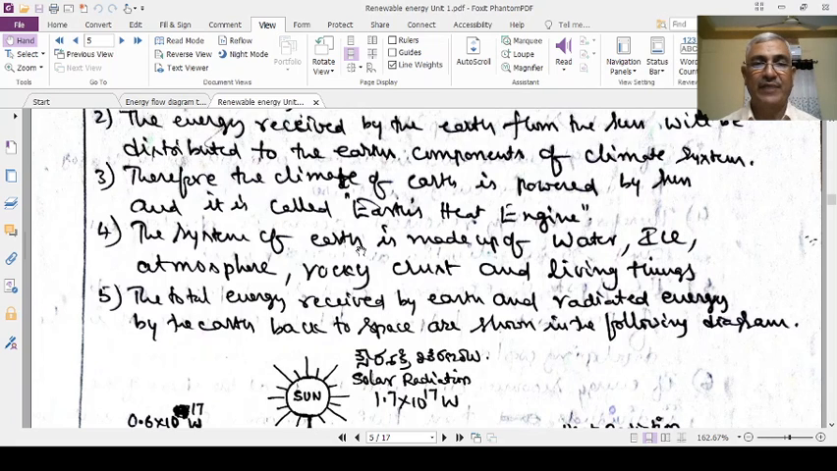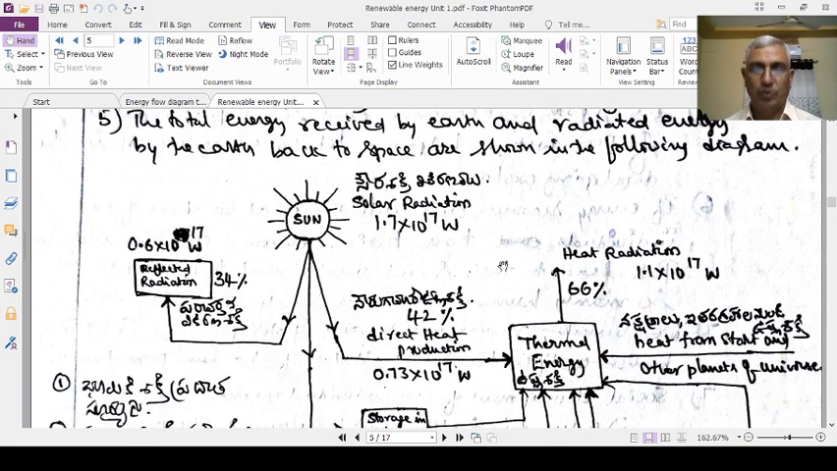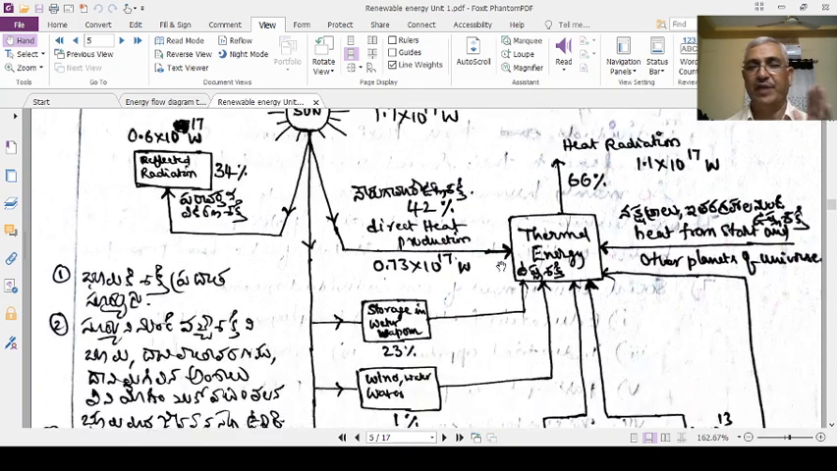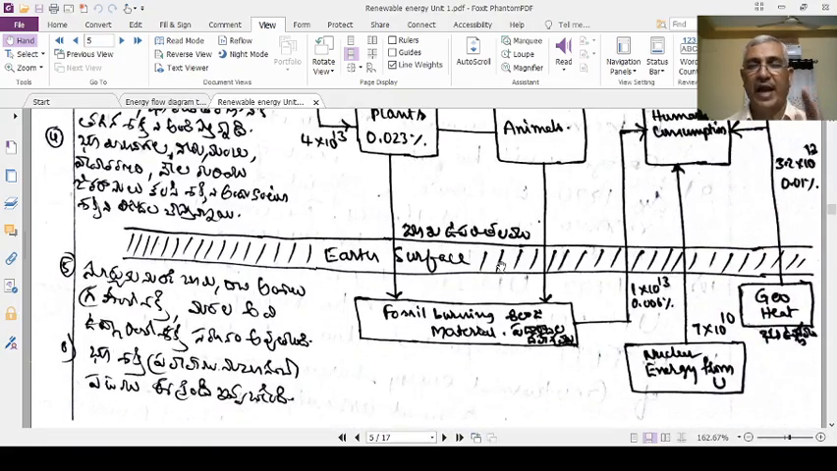The Earth system is made up of water, ice, atmosphere, rocky crust, and living things. The total energy received by the Earth and the energy radiated by the Earth back to space are shown in the energy flow diagram, which is already shown to you with the same figures and same values. This is about the energy flow diagram of the Earth.